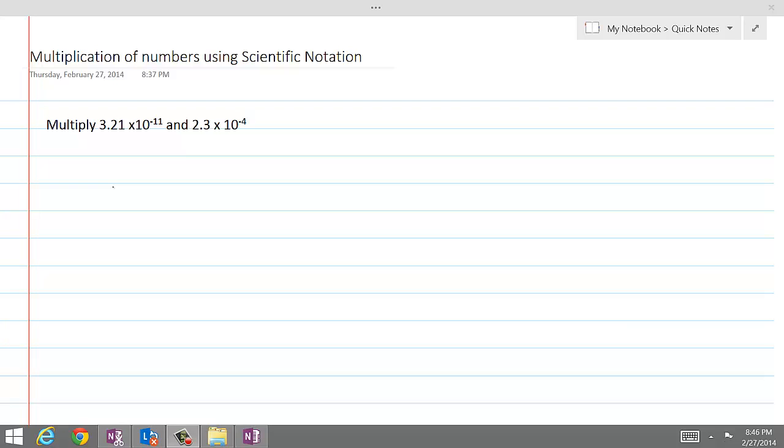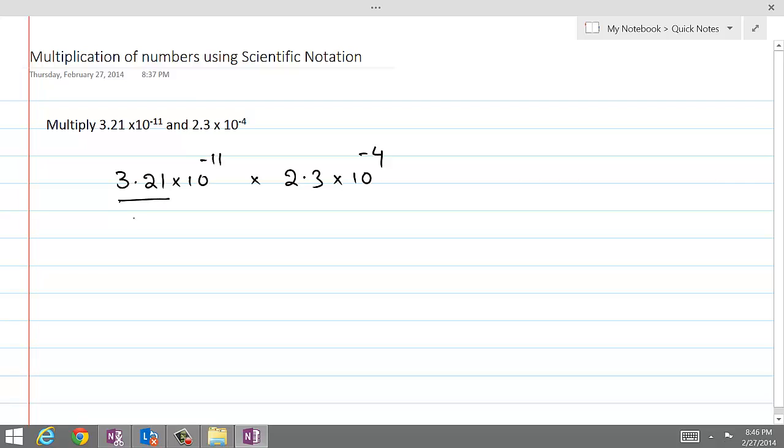Let's get started. Here the number is 3.21 times 10 raised to power minus 11 times 2.3 times 10 raised to power minus 4. Just the way we learned in scientific notation of numbers. Here this portion involves a decimal, so this is called a decimal portion, and here again this is another portion that involves a decimal, so that is also a decimal portion.